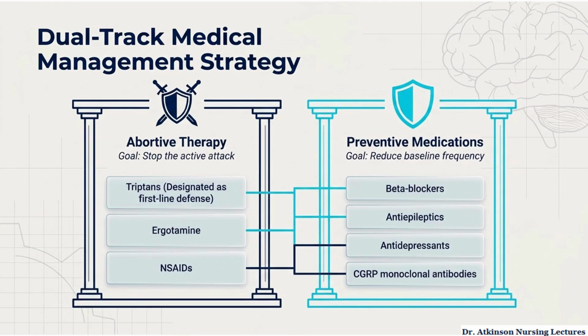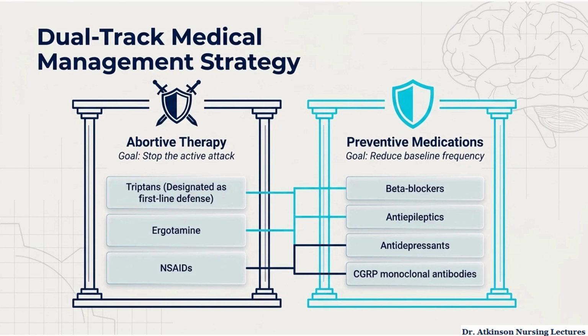Now let's move into treatment strategies, because migraine management usually follows two major pathways: abortive therapy and preventive therapy. Abortive therapy is designed to stop an active migraine attack once it starts. The goal is rapid symptom control. Triptans are considered first-line therapy for many migraine patients. These medications work by targeting serotonin receptors and helping reduce the inflammatory vascular response associated with migraines.